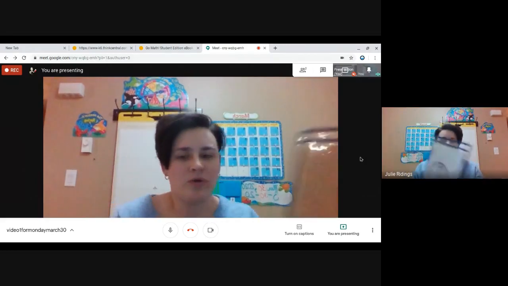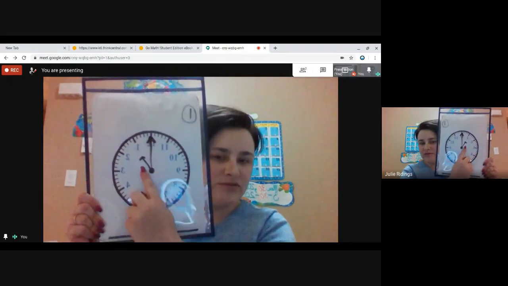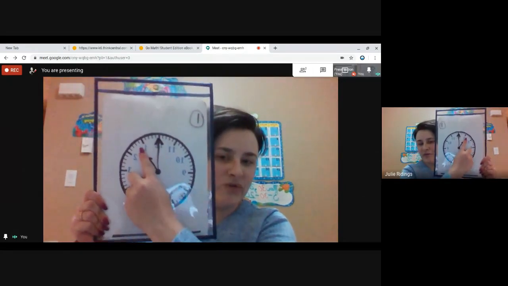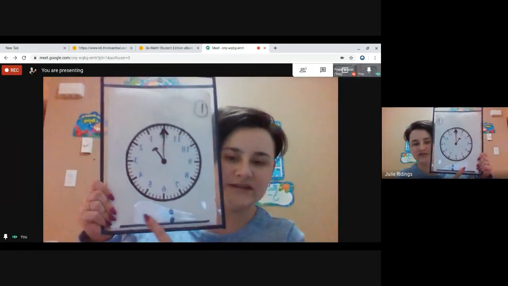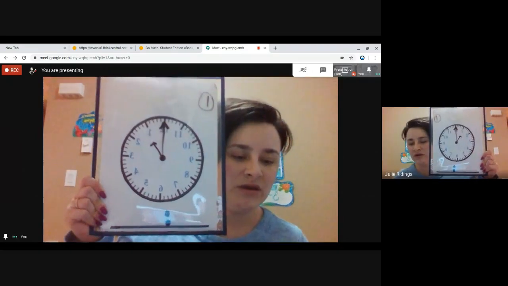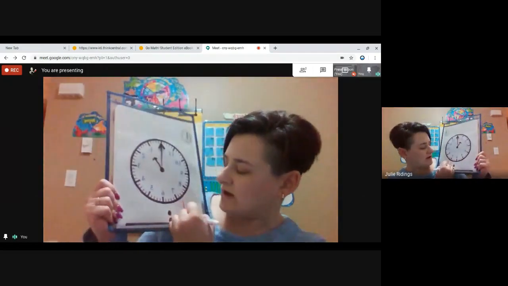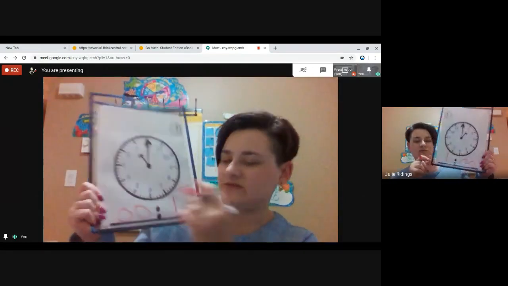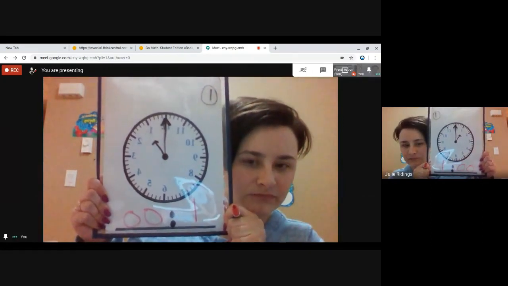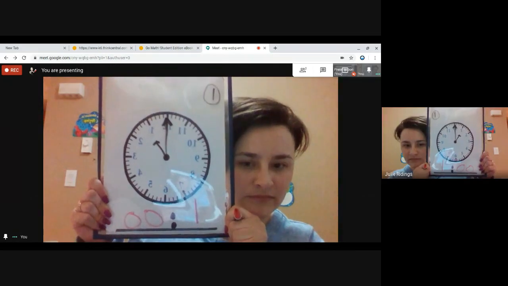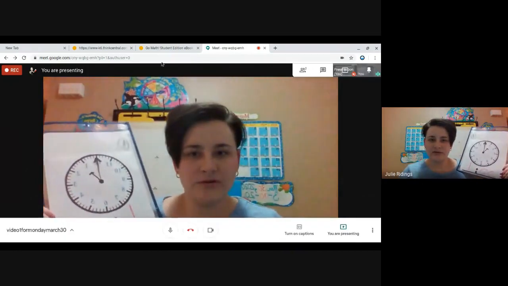So, number 1 shows the hour hand in your book. It shows the hour hand is pointing directly at the 1, and the minute hand is straight up. So the time that we would write digitally underneath would be 1 o'clock, and we would write that with 1 and 0, 0. So you should be writing that now on your paper. Great.